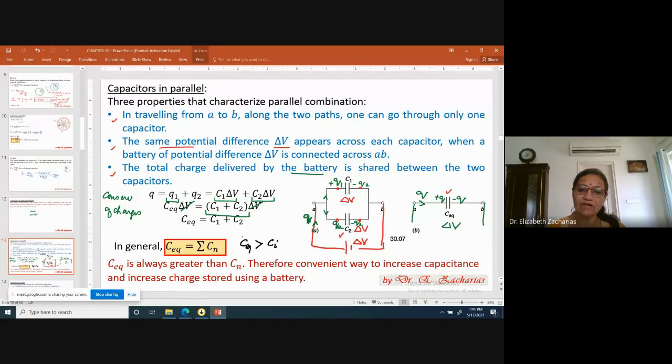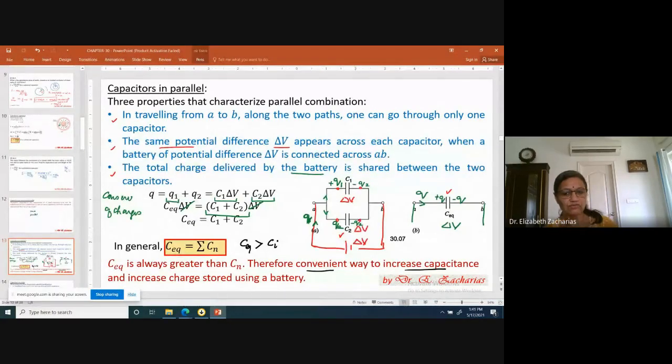The equivalent capacitance will certainly be greater than any of the individual capacitor values. Okay, therefore, by connecting capacitors in parallel, this would be a convenient way to increase the capacitance.